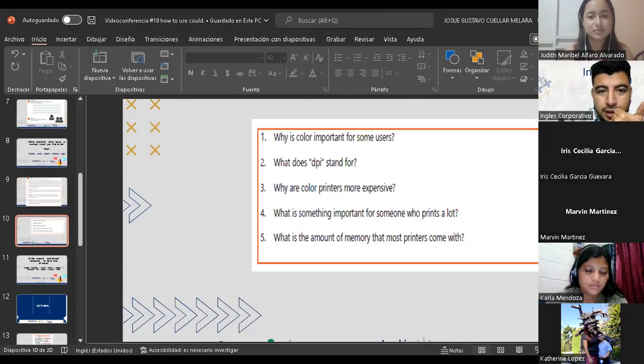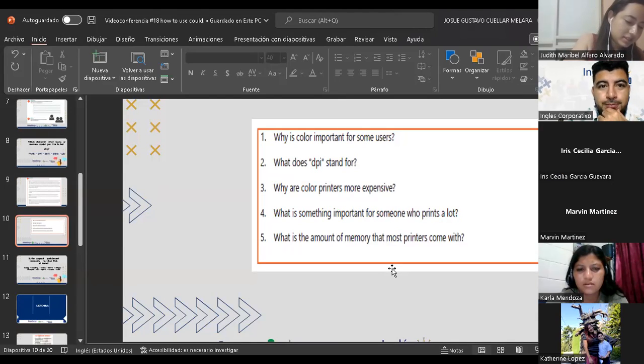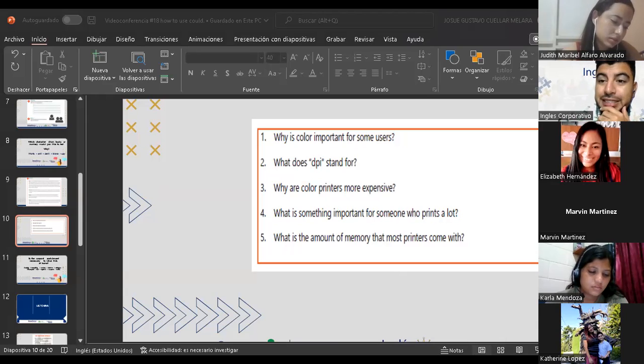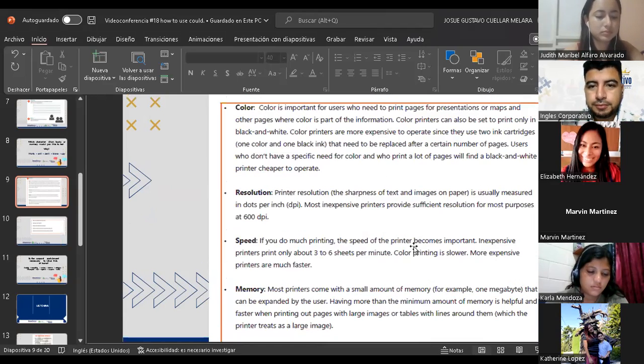Okay, we have number 1, 2, 4. Nos quedan 3 and 5. Let's listen now to Elizabeth and also to Ivania. 3 or 4. Three. Okay, 3. Why are color printers more expensive?